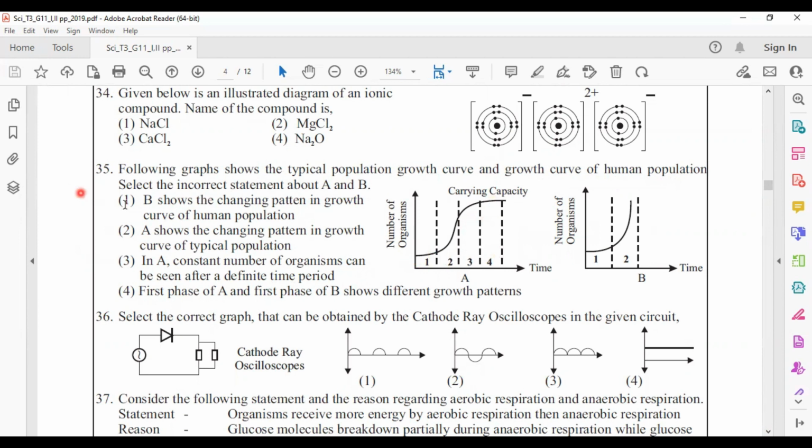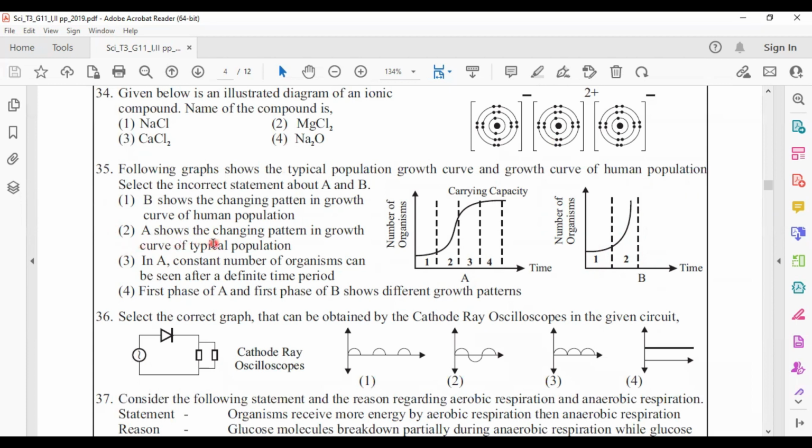Now the other answers. B shows the changing pattern in the growth curve of the human population. Correct. There's unlimited growth you can see. That means it has not come to the carrying capacity yet. It is still growing. That is the human population.